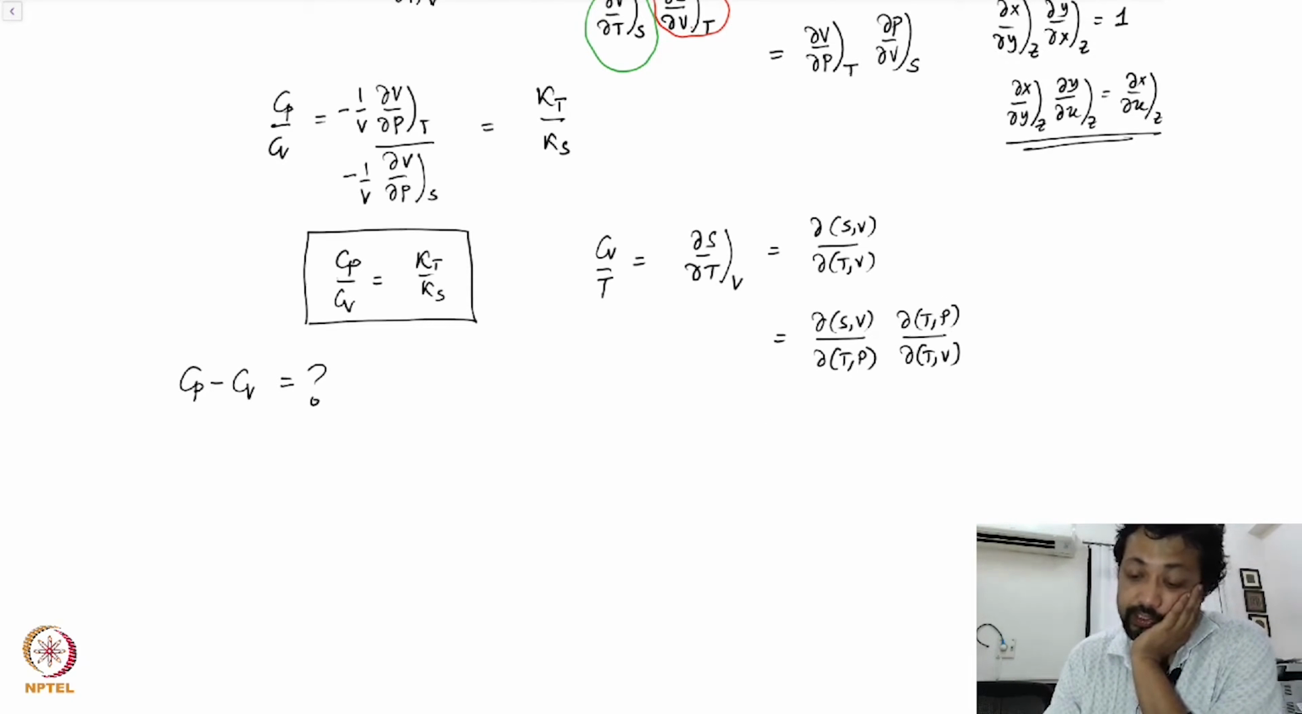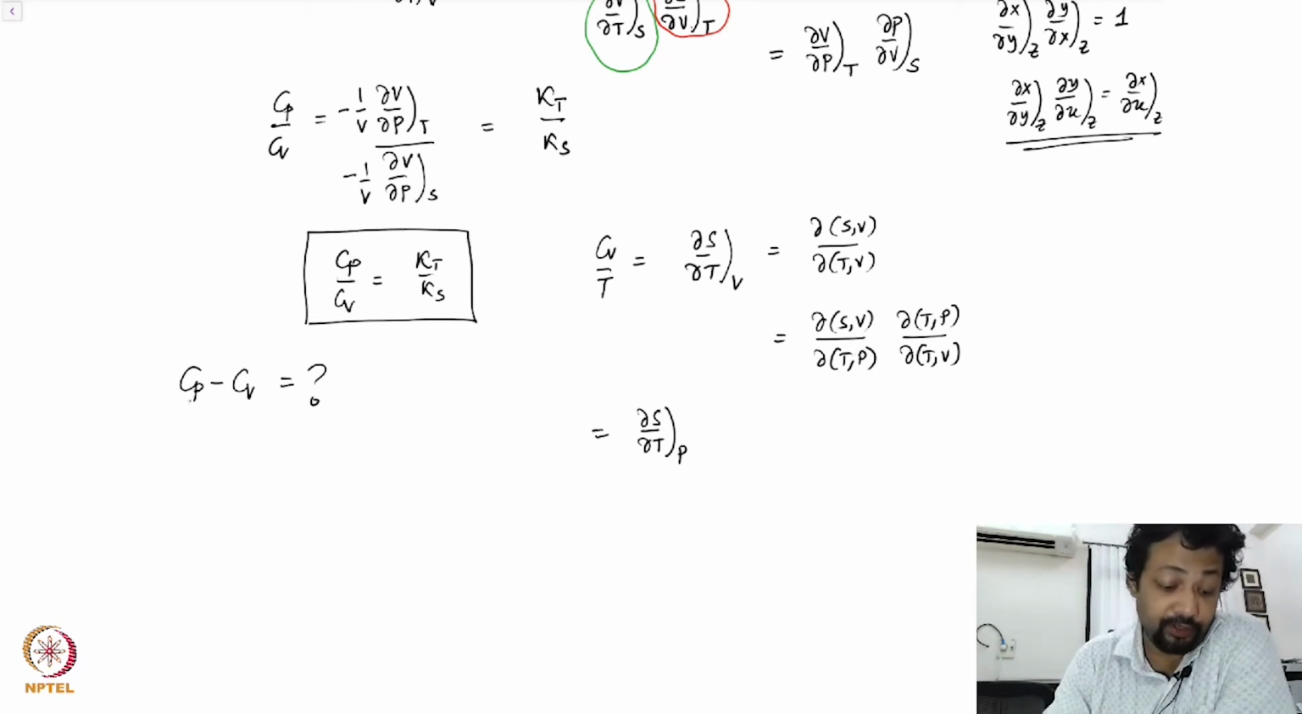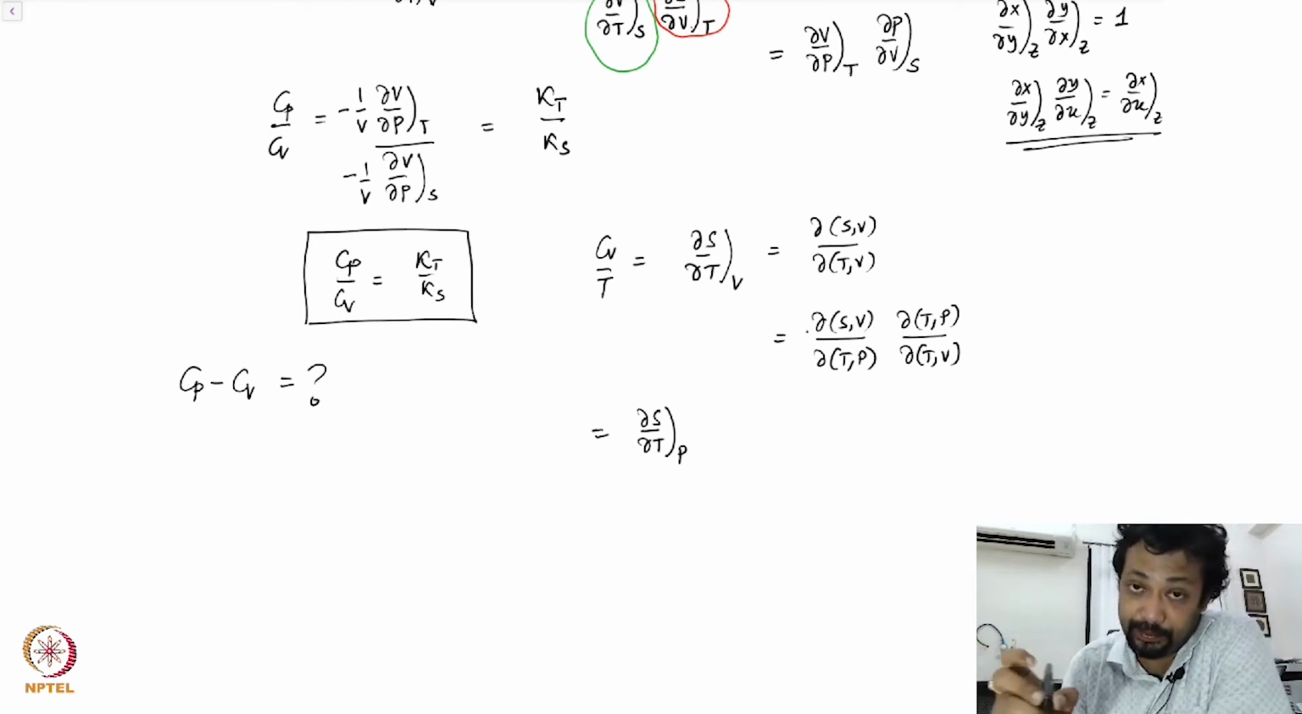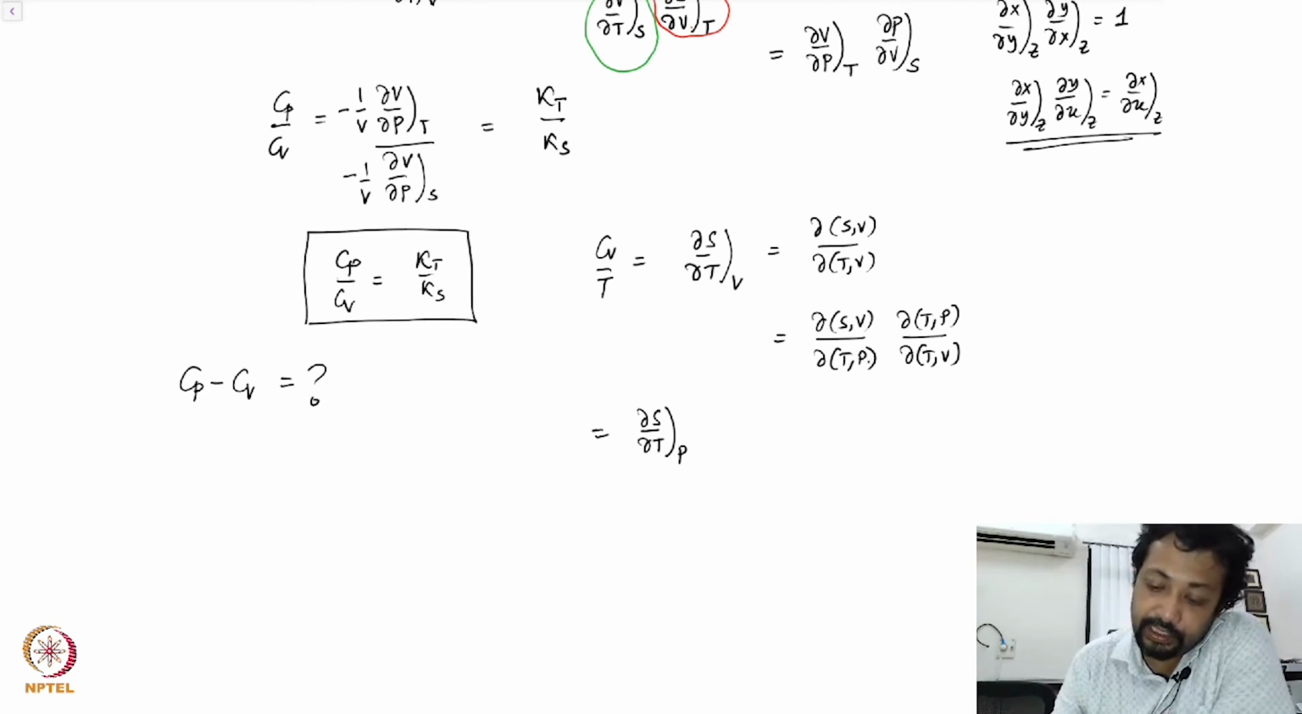The second one I know what it is. So the first one is (∂S/∂T) at constant pressure. I'm a little bit careful in introducing the pressure because I want to relate Cp and Cv. What I have got on the left hand side is Cv by T. I want the right hand side to be Cp by T, which is (∂S/∂T) at constant pressure. Therefore, I have brought in T and P. That's how the original thought process was.